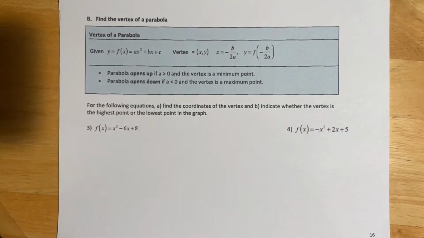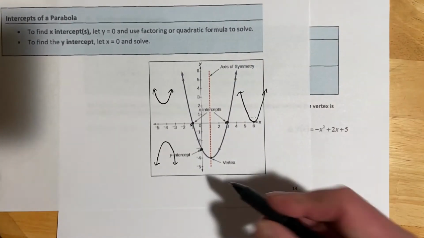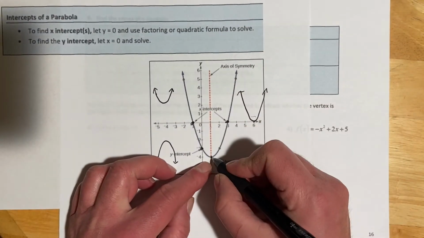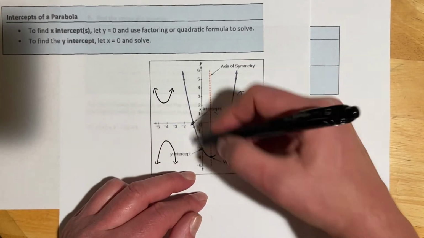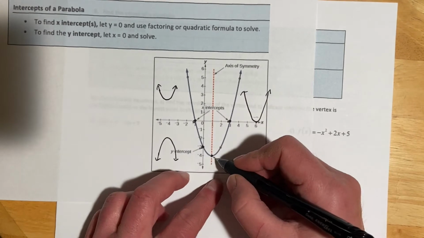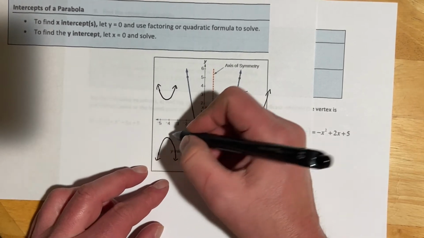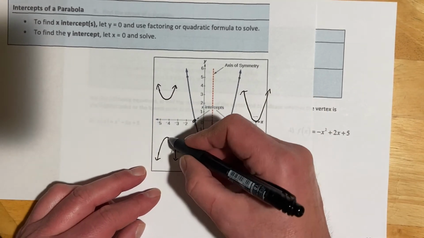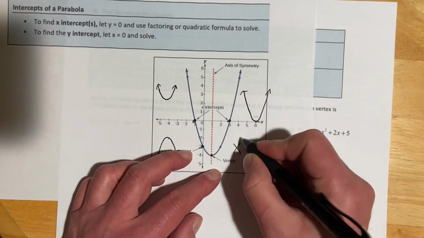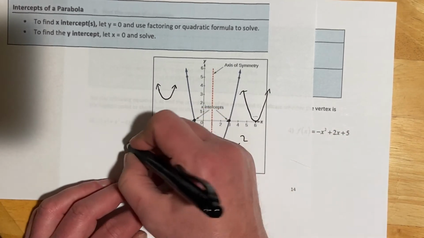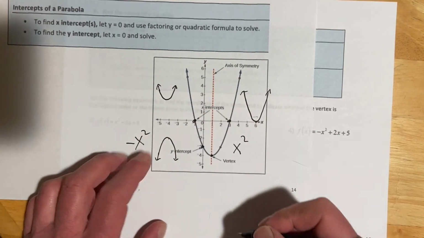Okay, so next up we're going to find the vertex of the parabola. The vertex is the part where the parabola has what's called a turning point, where it changes directions. It could be opening up, in this case, and have a minimum value, or it could be opening down and have a maximum value, so a low point or a high point. What determines that is if it's a positive x squared, it opens up. If it is a negative x squared, it opens down.